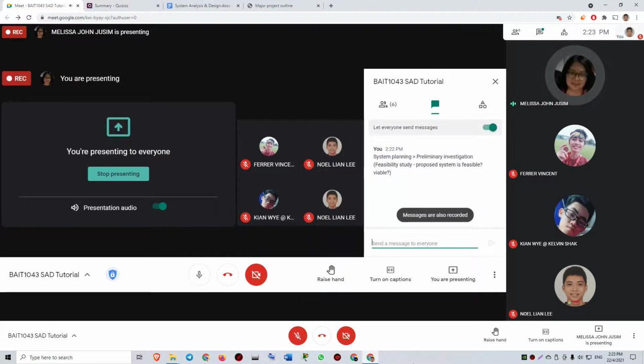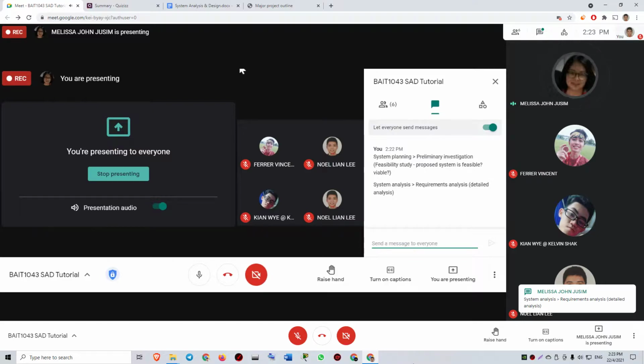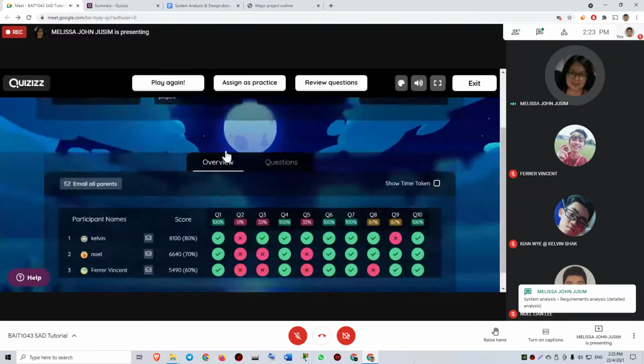Okay, and system analysis is where you're doing requirements analysis. This is a detailed analysis. Normally, we don't want to go to a detailed analysis if the system is not feasible. So if the system is not feasible, then there's no need for us to proceed to the second phase. Right, and then what else?